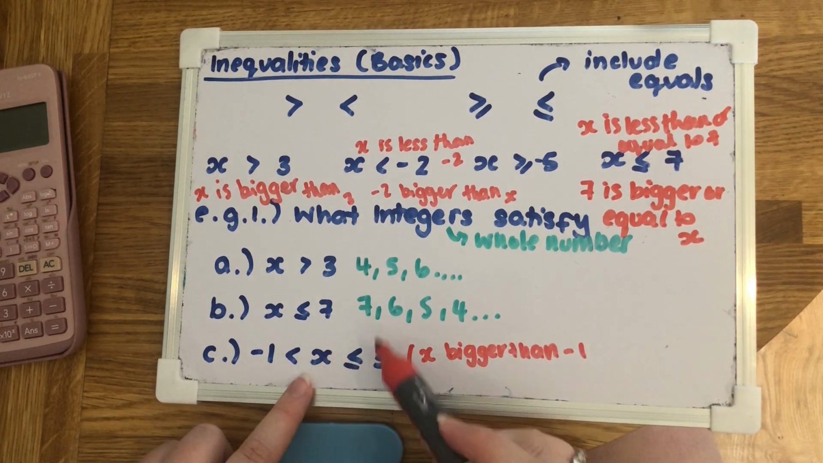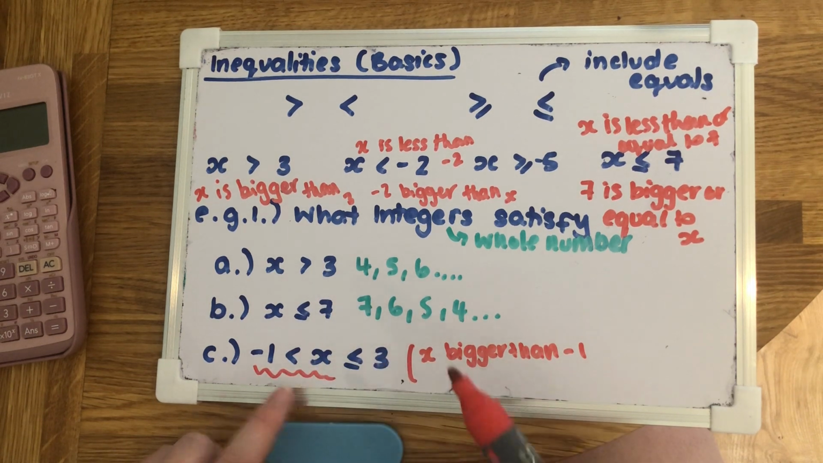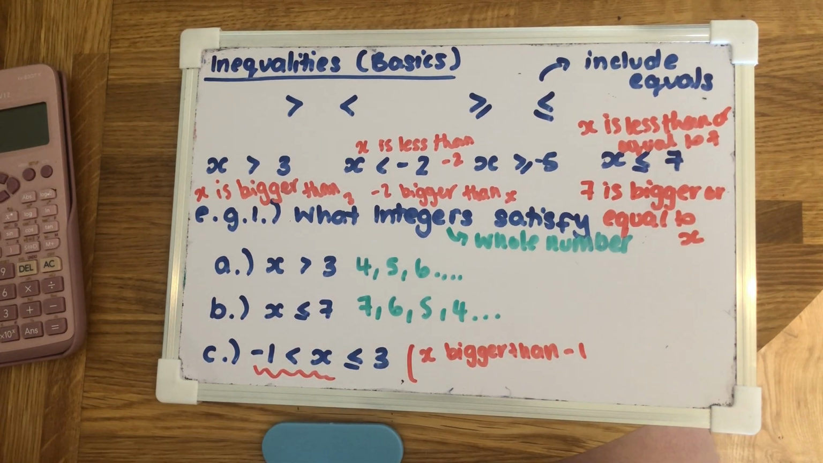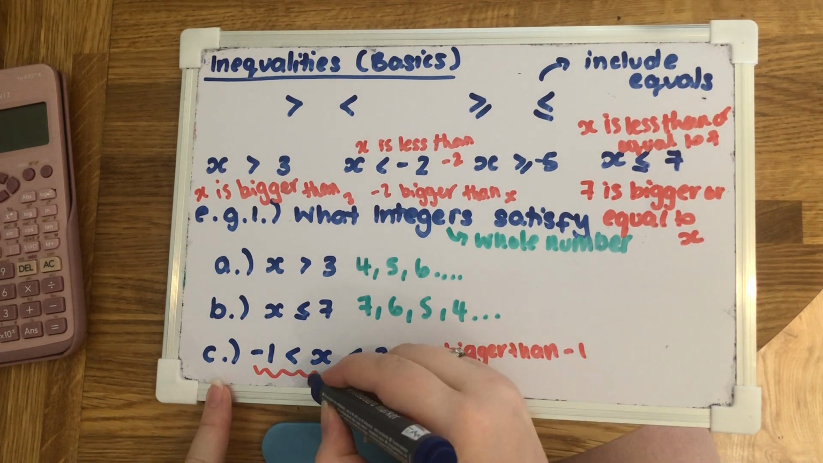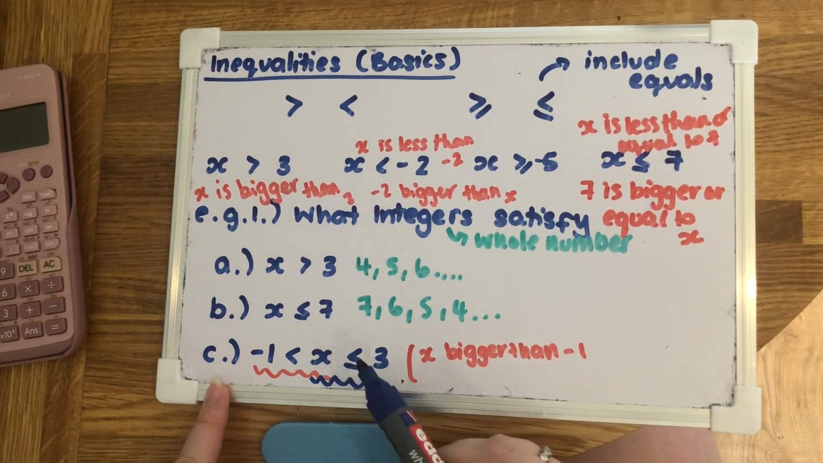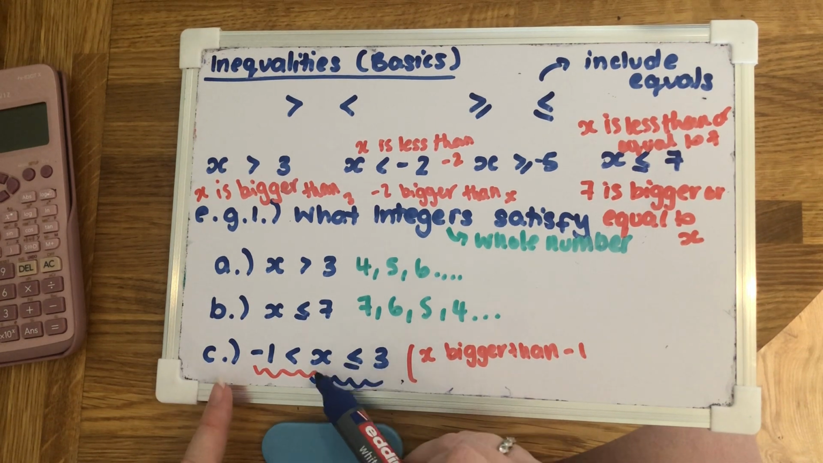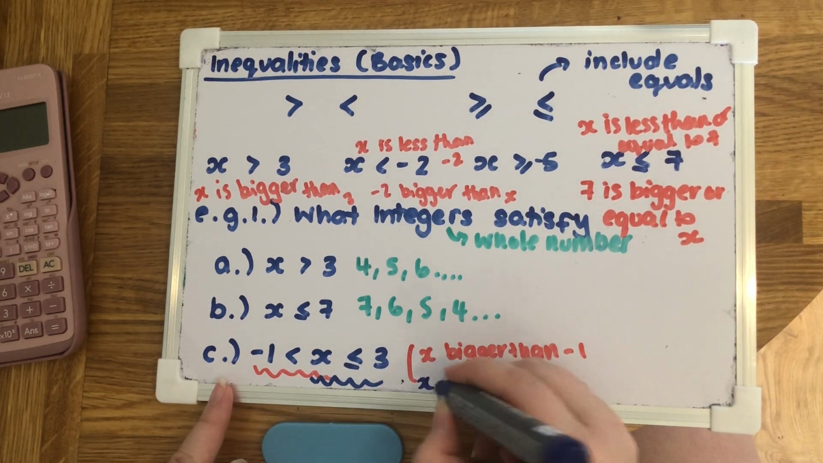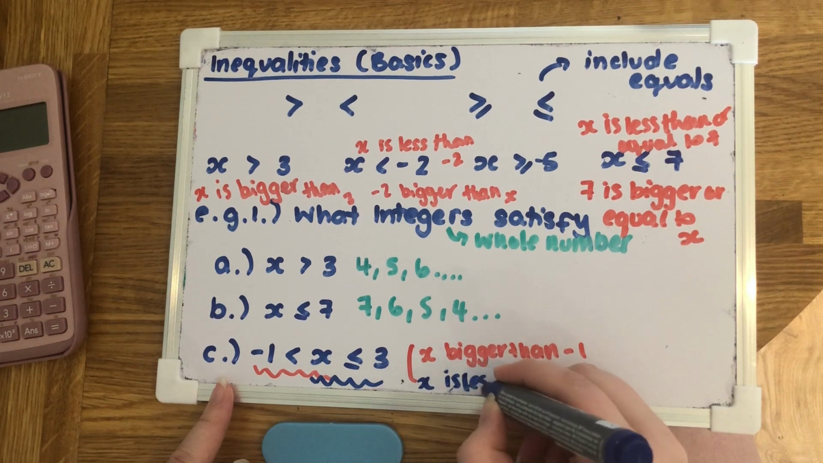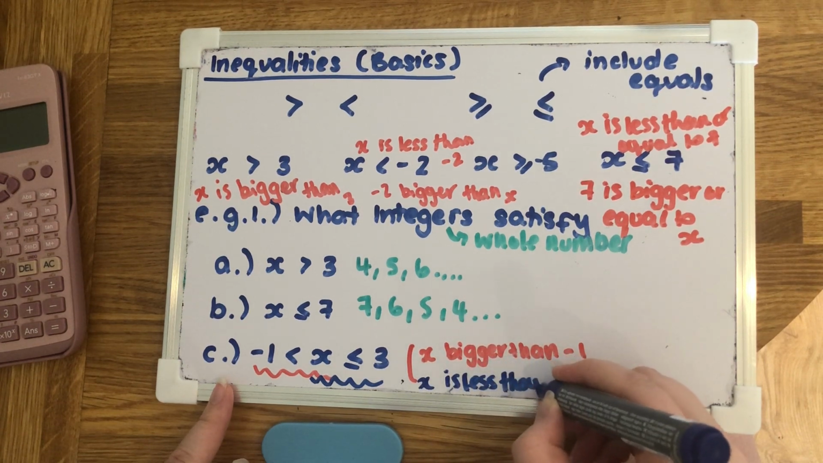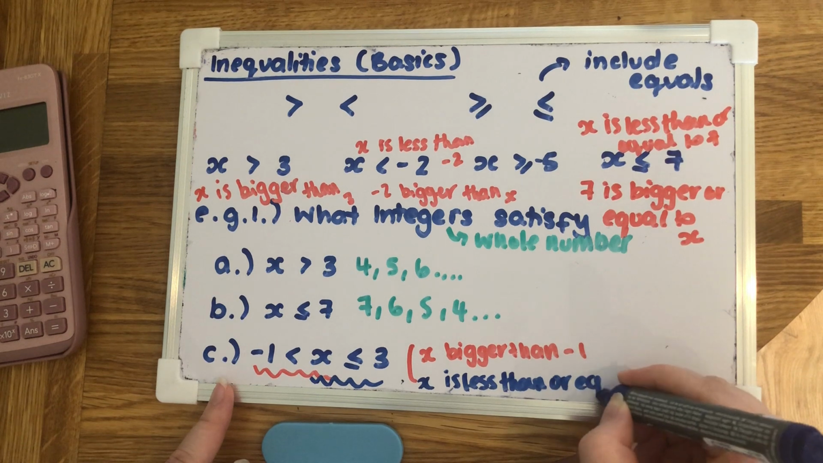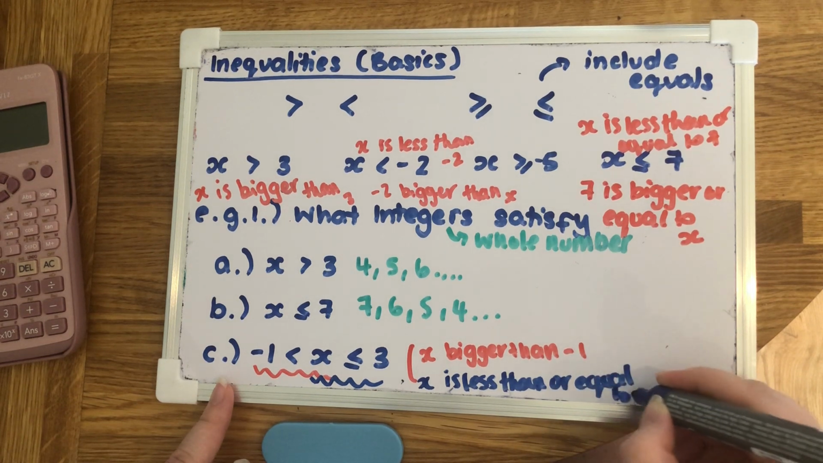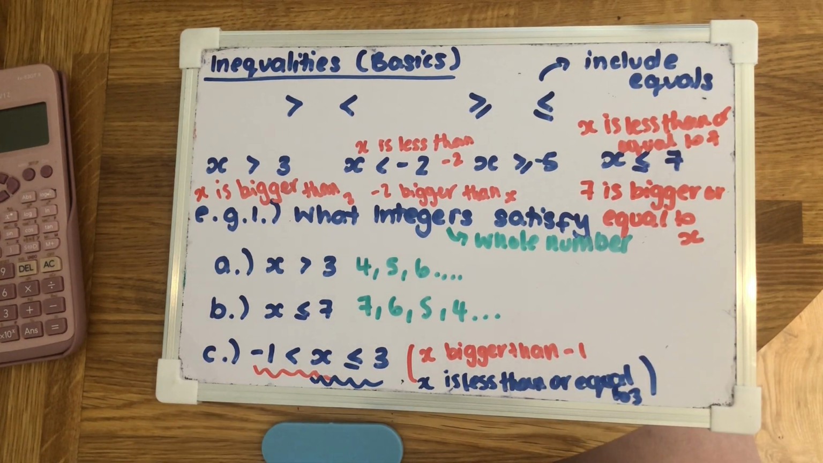Okay, but then if we look at this section, so that's that one there. If we look at the second section, which is this bit here, this is saying that 3 is bigger or equal to x, or the reverse, x is less than or equal to 3. Okay, so firstly we need to think about what numbers are bigger than -1.